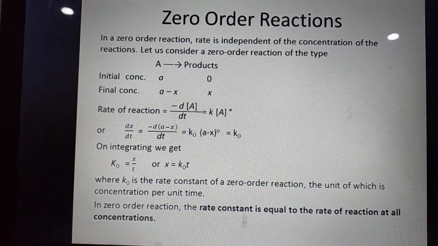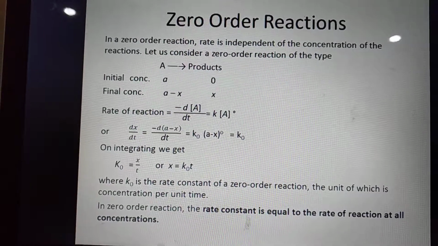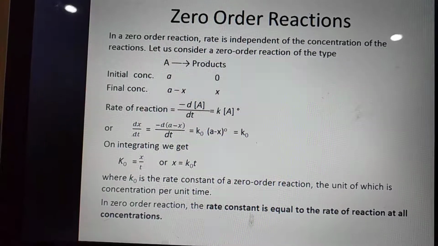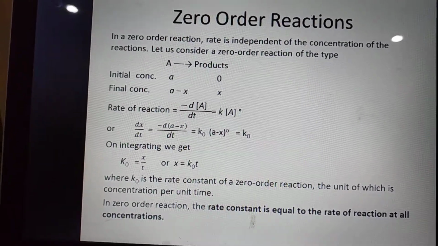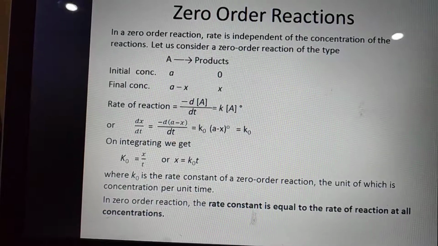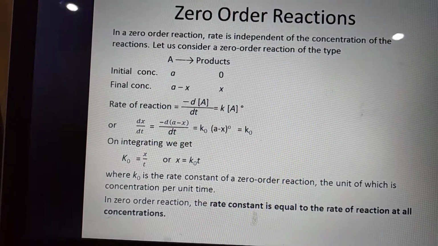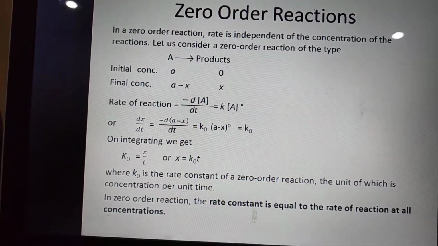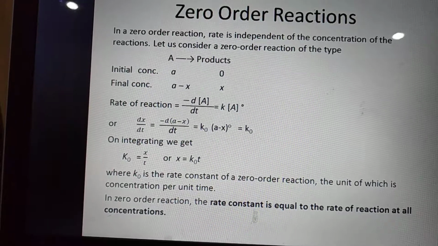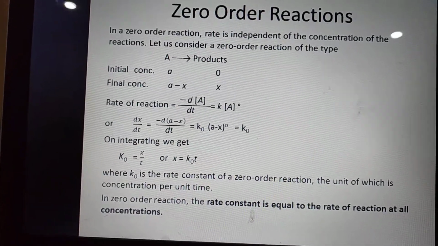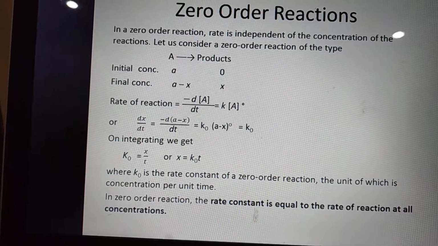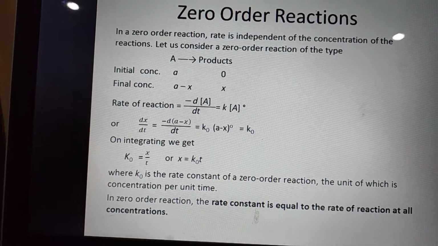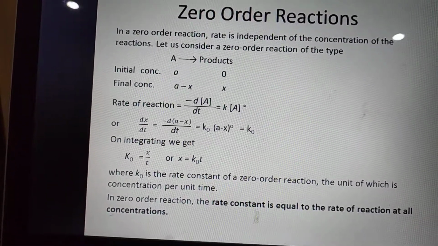Let us consider a zero order reaction of the type A going to products. In this case, the initial concentration of the reactant A is small a and the product is zero, because initially A has not reacted or decomposed to form the product. When the reactant converts to products, the final concentration of the reactant is a minus x and that of the products is x, because x is unknown.